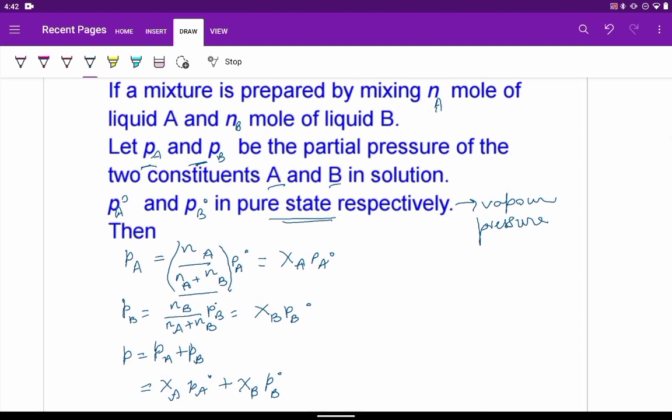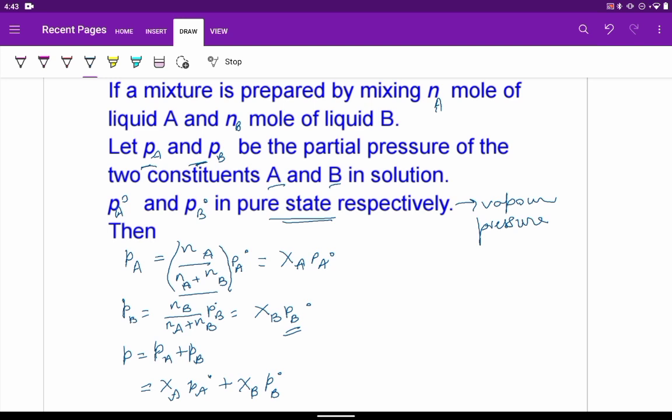Similarly, by multiplying the mole fraction of component B with Pb0. Now what is Pb0? Pb0 is the vapor pressure of component B in pure state. So when Pb0 is multiplied by Xb, we get Pb. What is Pb? Partial pressure of component B or constituent B.